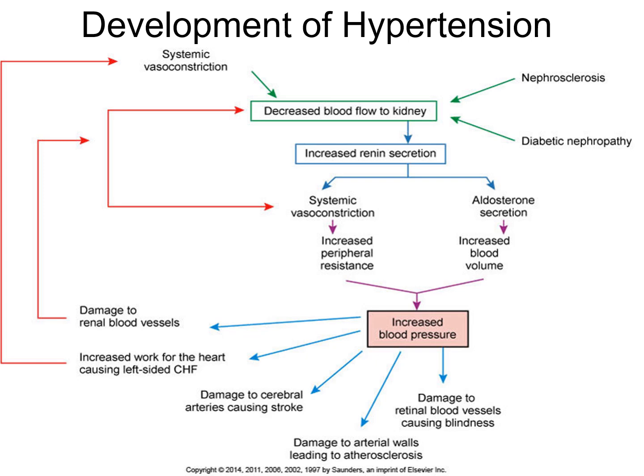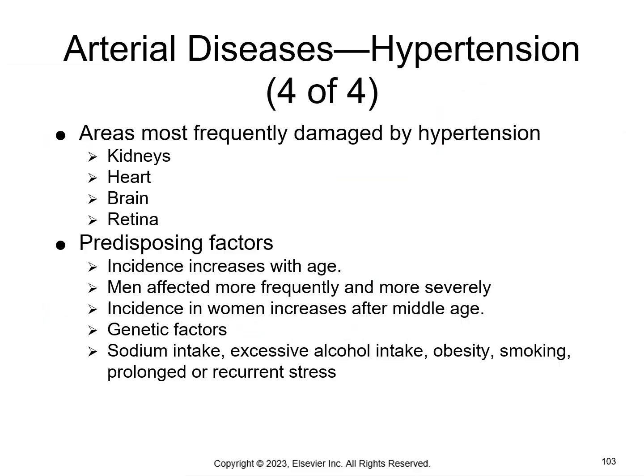It can cause damage to the arterial walls, leading to atherosclerosis, and it can also damage those little vessels in the eyes, causing retinal damage and blindness. So the areas most frequently damaged by the elevated blood pressure are going to be the kidneys, the brain, and the retina or the retinal blood vessels. We can easily look at these for sclerotic changes and rupture.